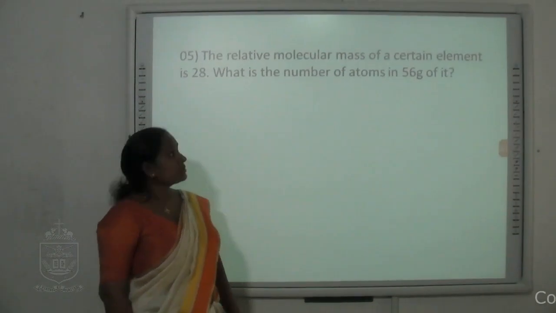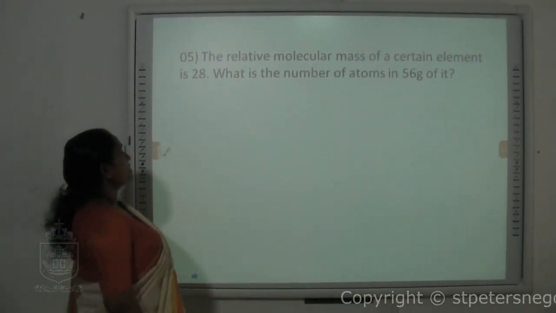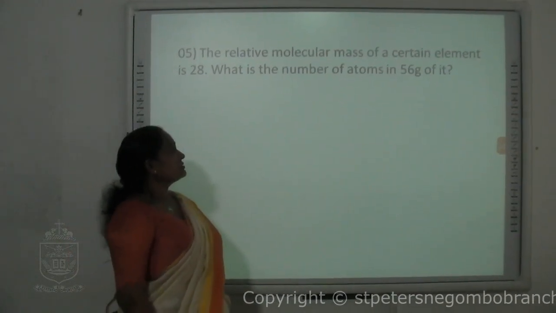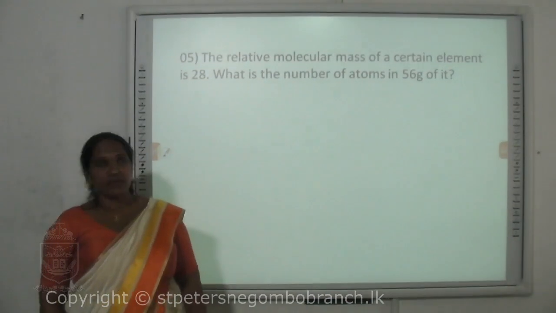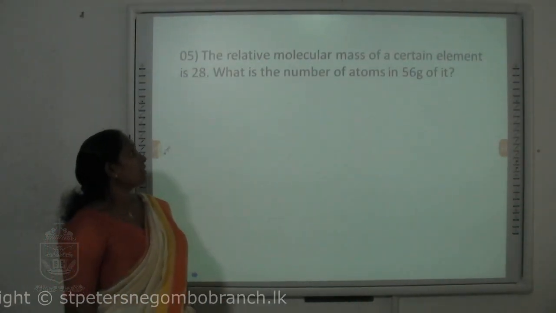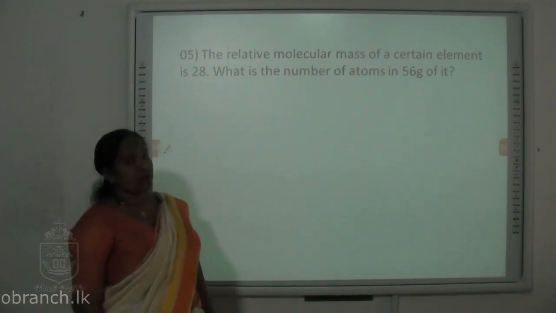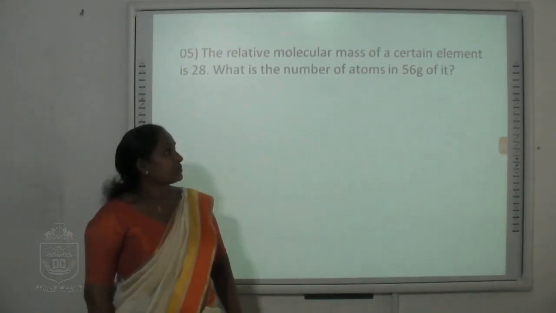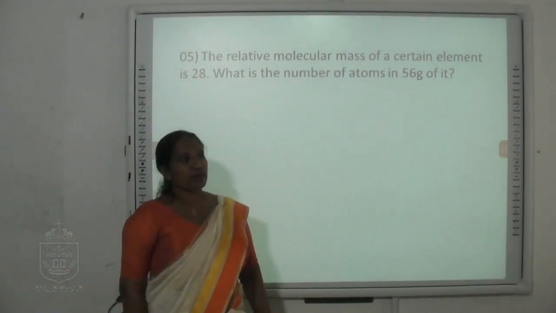Fifth question. The relative molecular mass of a certain element is 28. What is the number of atoms in 56 grams of it? The relative molecular mass of a certain element is 28. So we have to find out atoms again.